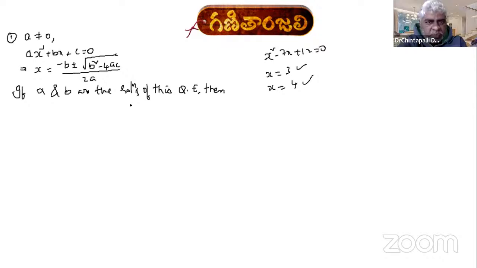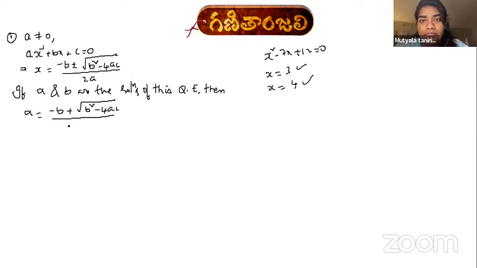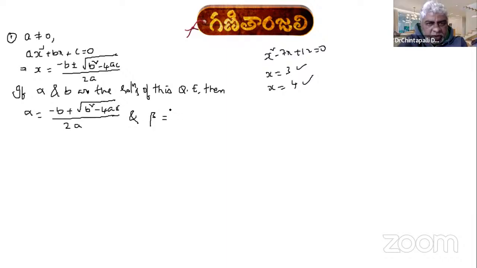Then what is alpha? Alpha is negative b plus root of b square minus 4ac, whole by 2a. And what is beta? Beta is negative b minus root of b square minus 4ac, whole by 2a. These are the two roots.